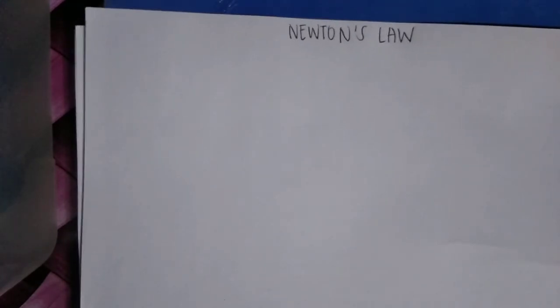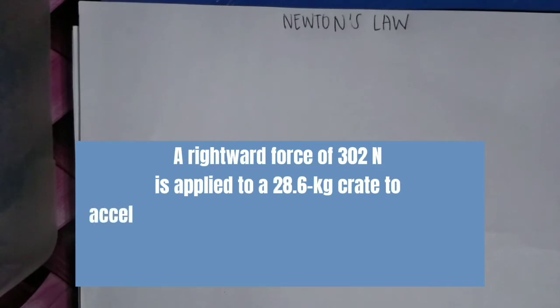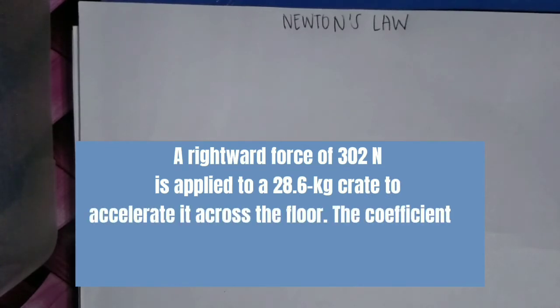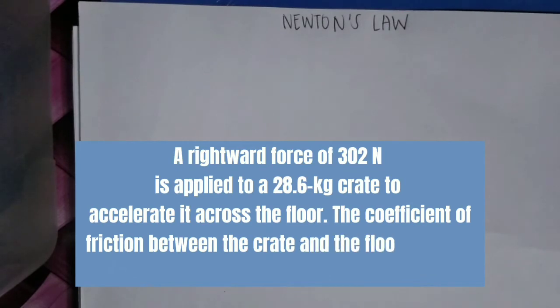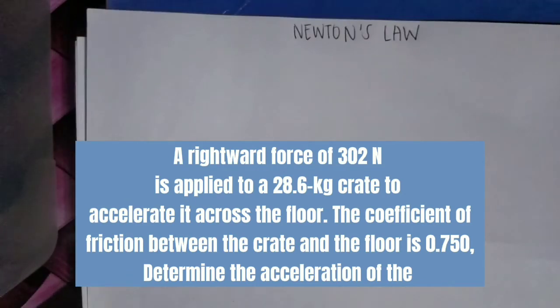So we are in the Newton's law and we will focus on the second law of motion to determine the acceleration and the forces acting in the object. So let's get started. Our problem is a rightward force of 302 newtons is applied to a 28.6 kilograms crate to accelerate it across the floor. The coefficient of friction between the crate and the floor is 0.750. Determine the acceleration. So first, we will draw a free body diagram.